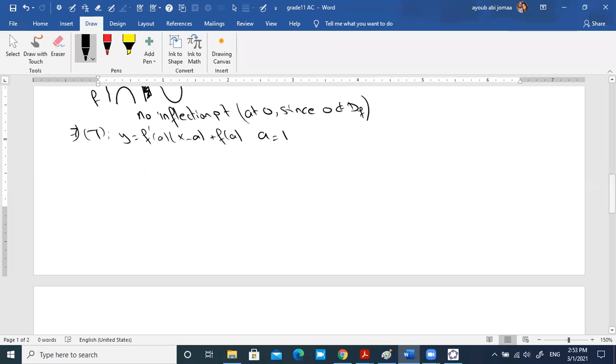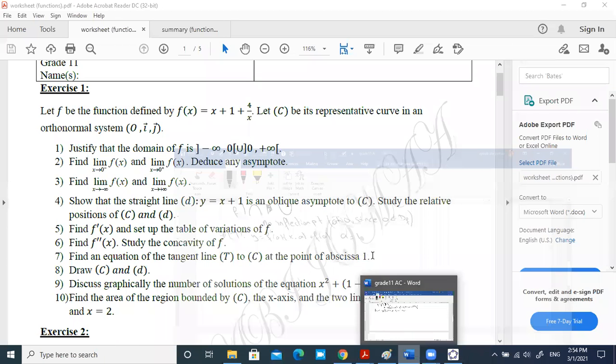Right. So in part 7 you have to find the equation of the tangent line. The equation of the tangent line we already know, the same as what we knew before. y is equal to f prime of a times x minus a plus f of a, and a is 1 because here we are at the point of abscissa 1.